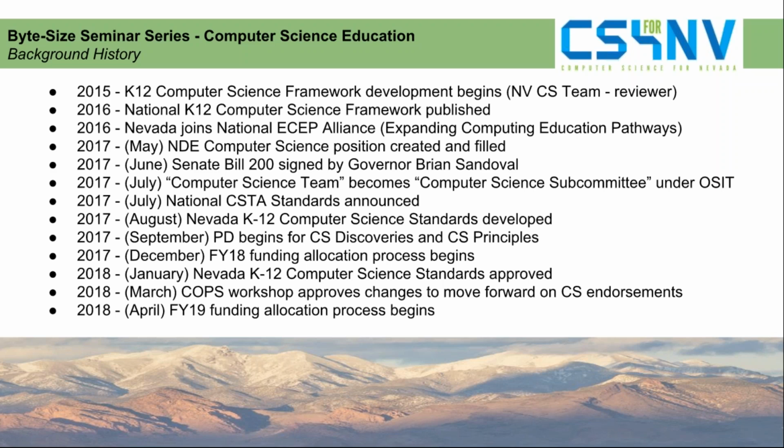And then in March, so just last year, at the COPS workshop, the Commission on Professional Standards approved the proposed changes to move forward on the computer science licensing endorsements, and I'll talk about those in a minute. And then just this month, the FY19 funding allocation process began for the second set of allocated funds from Senate Bill 200. So that's kind of a little bit of history where we were and where we are right now.